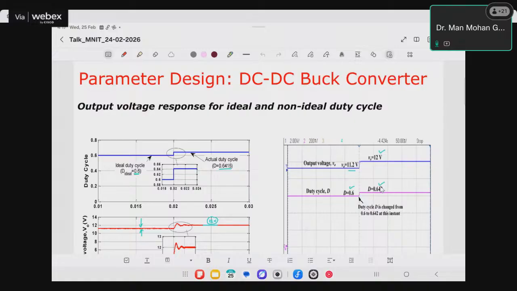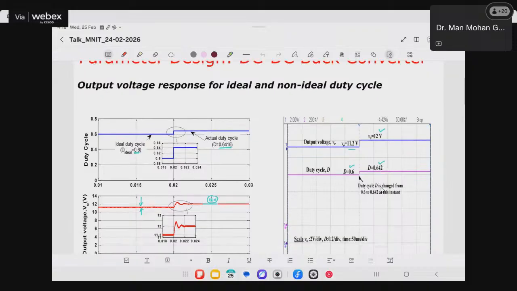But obviously, when we consider the converter to be ideal, and the actual practical converter is non-ideal, then the effort put in by the controller is more, right? So if we do this analysis by considering non-idealities in advance, then the burden on the control, the effort put in by the control, becomes less. That we will see when we discuss the controller design. So this we have seen.